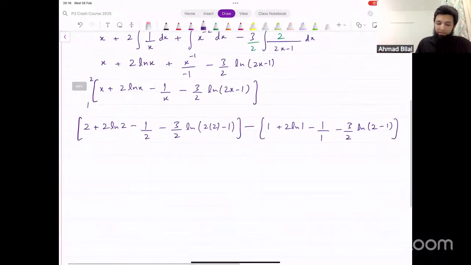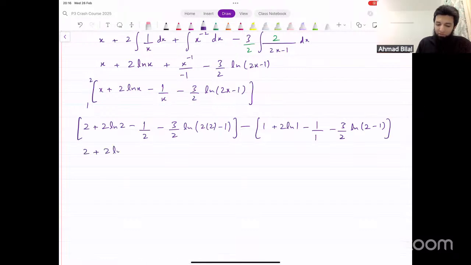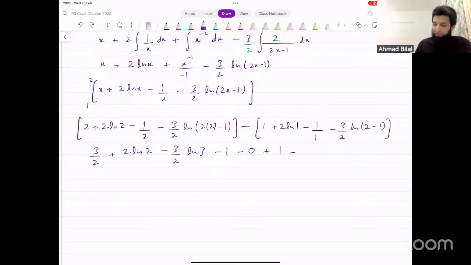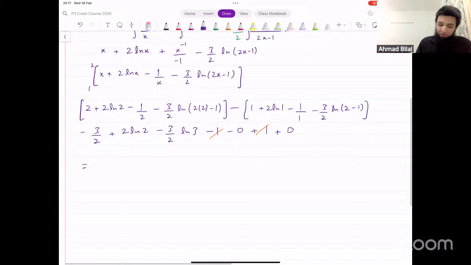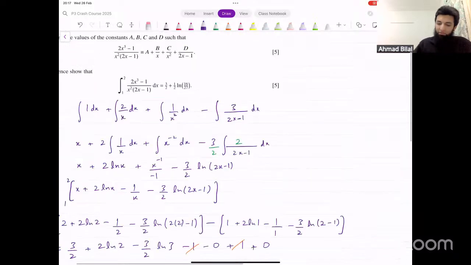Let's simplify this. We get 2 plus 2 ln 2. Or let's simplify this first. 2 minus 1 over 2, that's 3 over 2, plus 2 ln 2, minus 3 over 2 ln of 3 minus 1, ln 1 is 0. So that's a 0, plus 1, and then plus 3 over 2 ln of 0, that's just ln of 1, which is also just 0. Okay, these two get cancelled. And we have 3 over 2 outside. We want 3 over 2 outside, right?